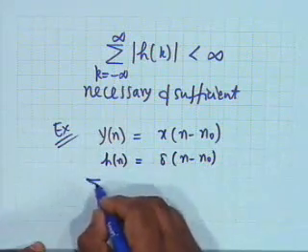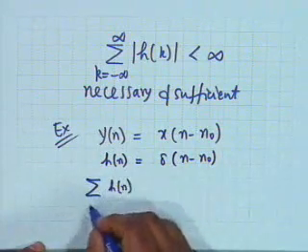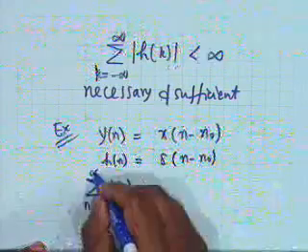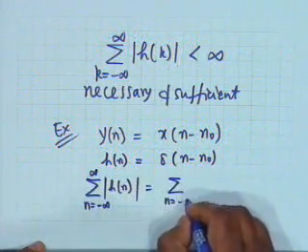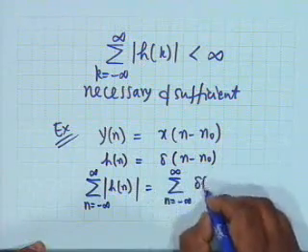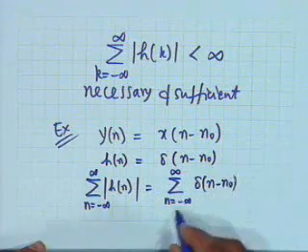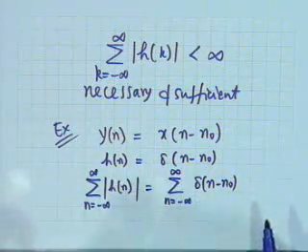And what is this summation? The sum of h(n), n from minus infinity to plus infinity, absolute value. This summation is obviously the sum over n equal to minus infinity to infinity of delta(n minus n0). Should I take the absolute value of delta?